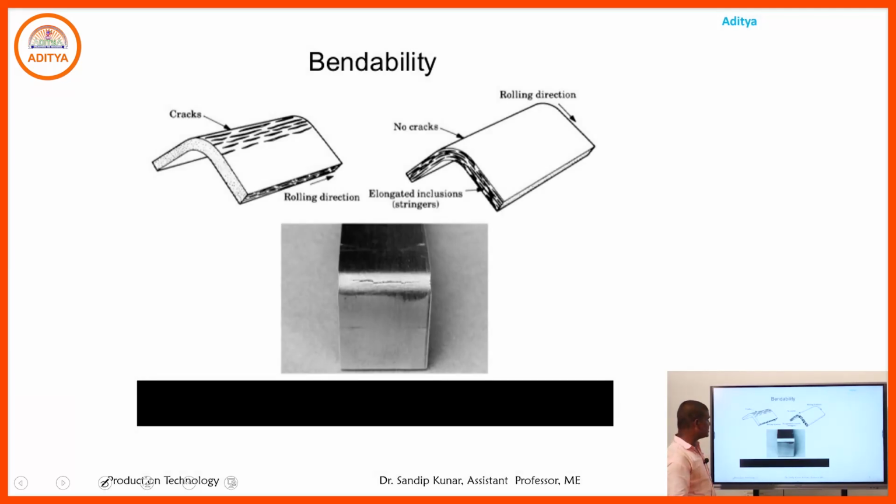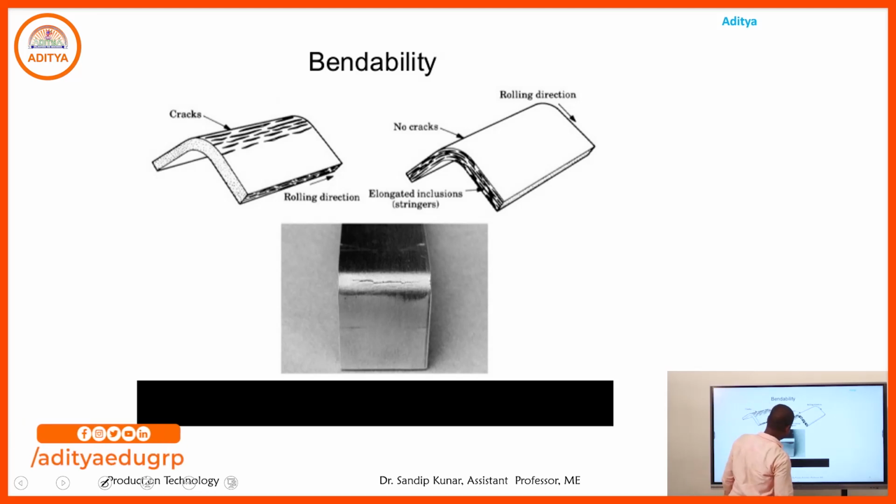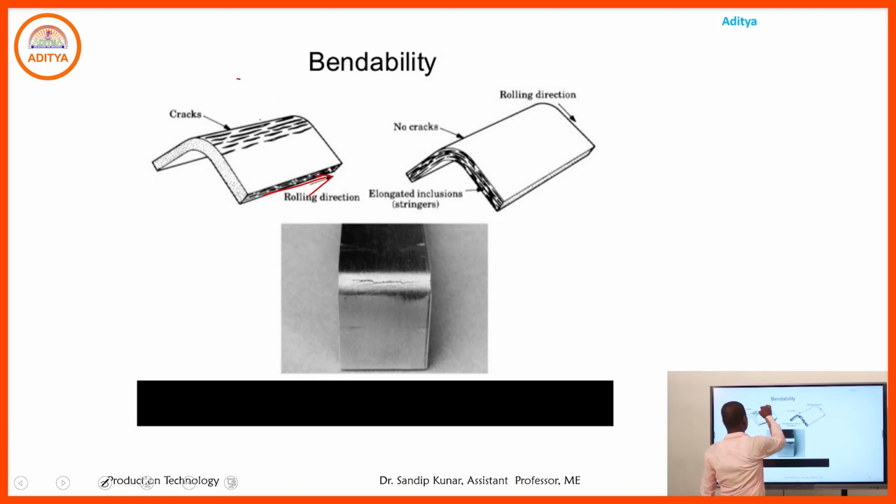Bendability depends on the bending operation relative to the rolling direction. In one direction, that type of cracks will be formed during bending. If the bend is along the rolling direction, no cracks will be formed. This is due to elongated inclusions, stringers.